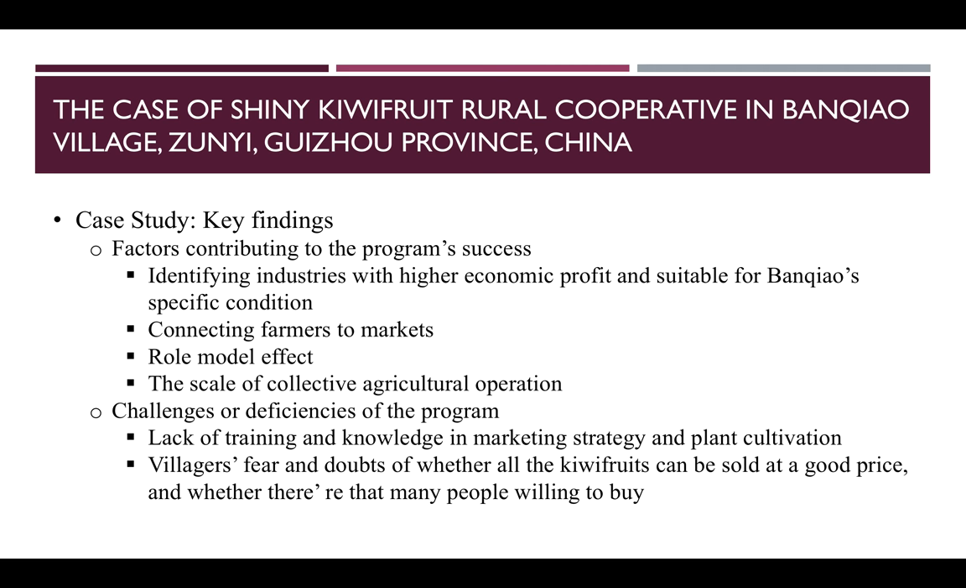These poor villagers really learned both from successful leading rural entrepreneurs and also from successful cases in other villages. The fourth reason that I concluded is the scale of collective agricultural operation. Because of the scale, they can really lower the cost of growing kiwi fruit and also sell kiwi fruit at a scale through a collective channel for greater profits.